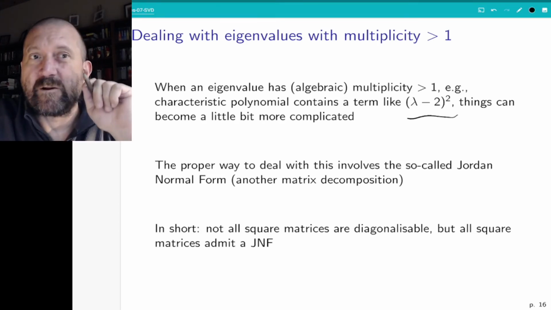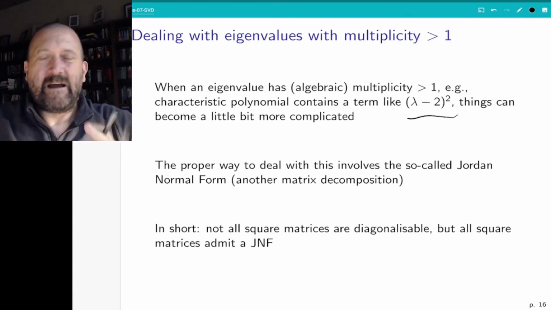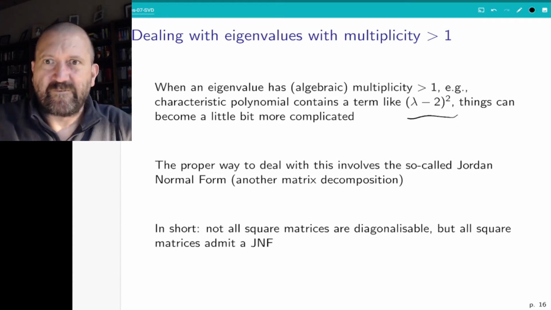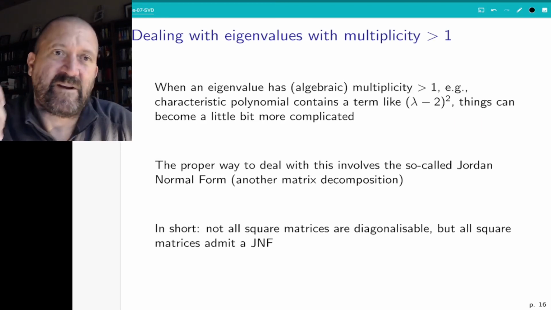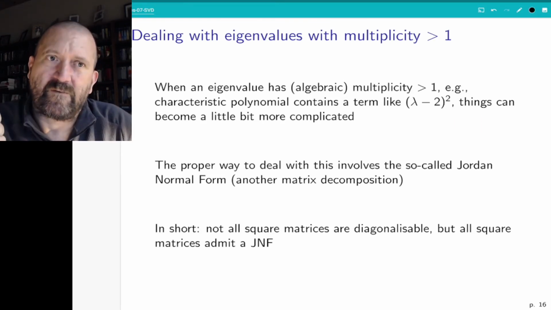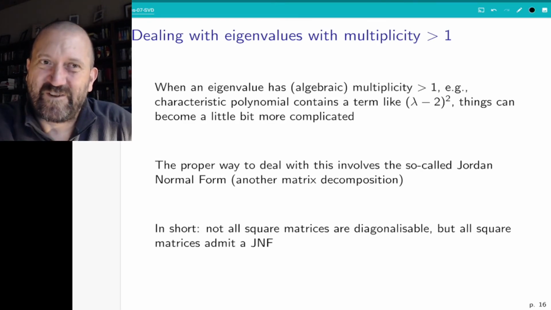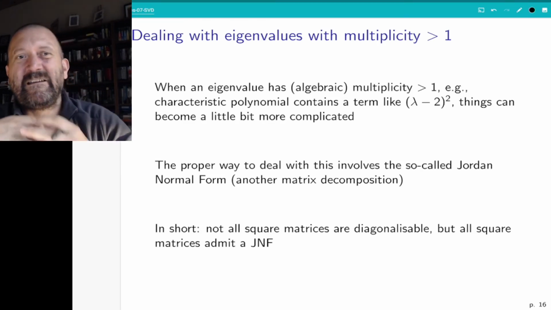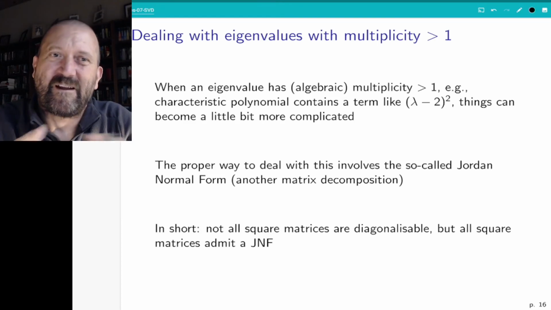But this root will come twice, okay? Because in this polynomial of degree n, I can once say lambda equals 2 and another time say lambda equals 2. And that's called the algebraic multiplicity of lambda. Now, there's another thing called the geometric multiplicity of lambda that I'm not going to go into. But to explain the philosophy, the geometric multiplicity of the eigenvalue is linked to the dimension of the subspace that is spanned by the eigenvectors associated to lambda.